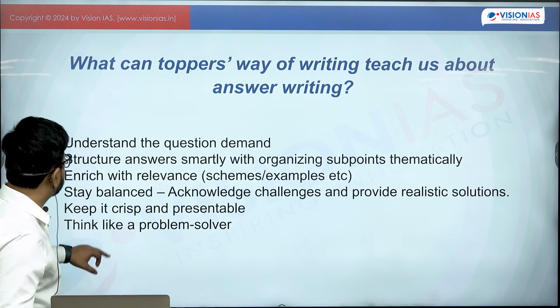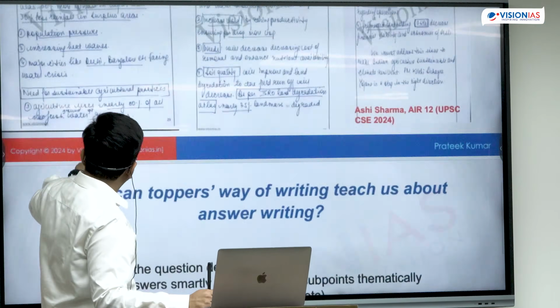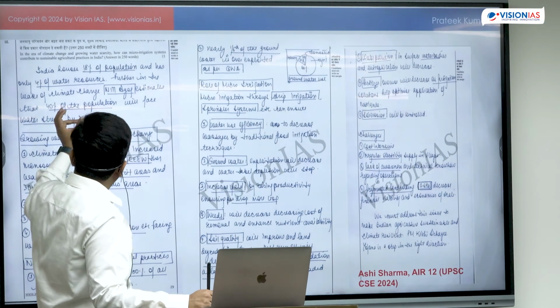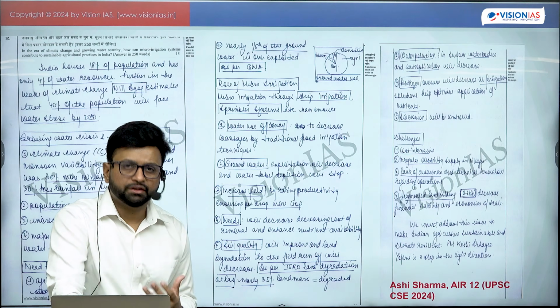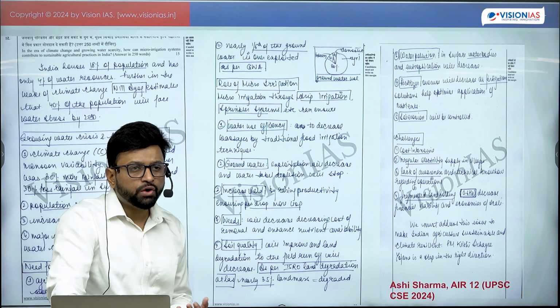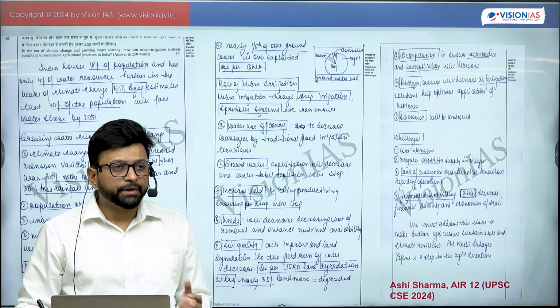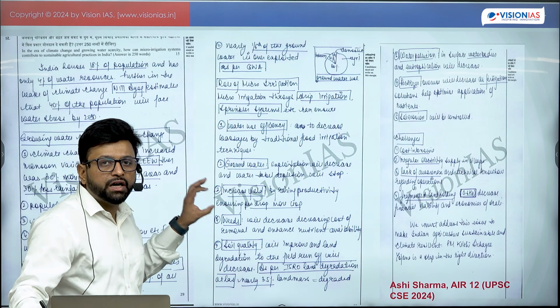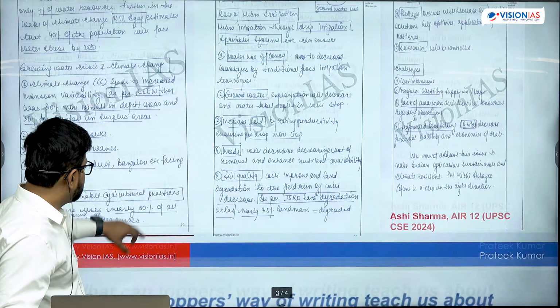So first, it can teach us about the question demand. Here, even though it is very easy for us to understand that you have to write about how the micro irrigation practices are contributing to sustainable agricultural practices, it will also tell you how the topper has further deconstructed the topic, how the topper has further classified it, and how she has finally come up with the subheadings. So this will tell you about all these details.